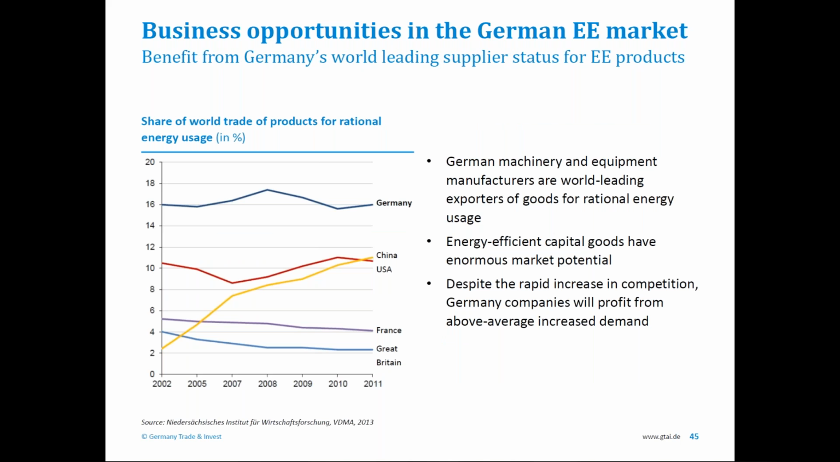If you're producing energy efficient products in Germany, then you're in very good company and stand to benefit from the benefits of the positive ecosystem that exists here. And as you can see in this graph, Germany is the world-leading supplier of products for rational energy usage, ahead of both China and the USA.